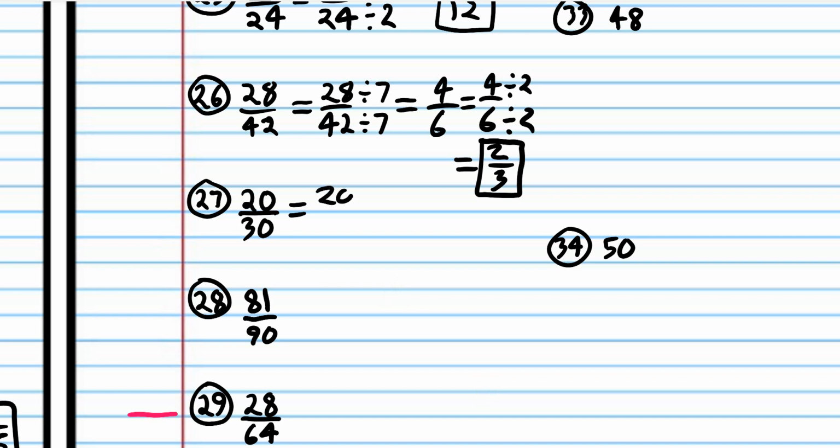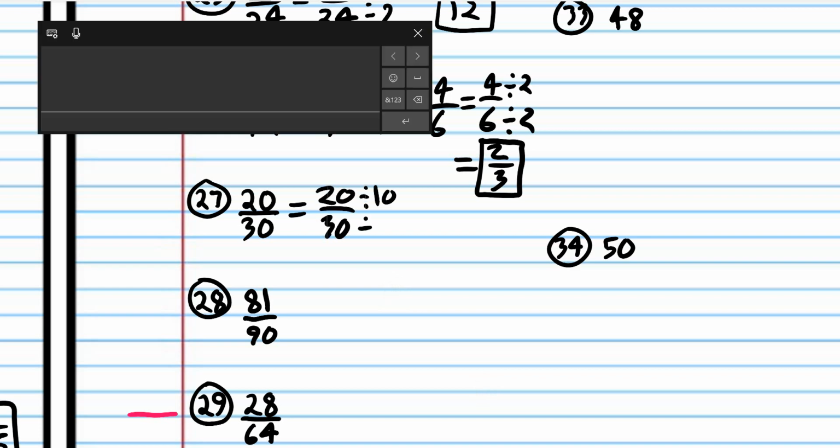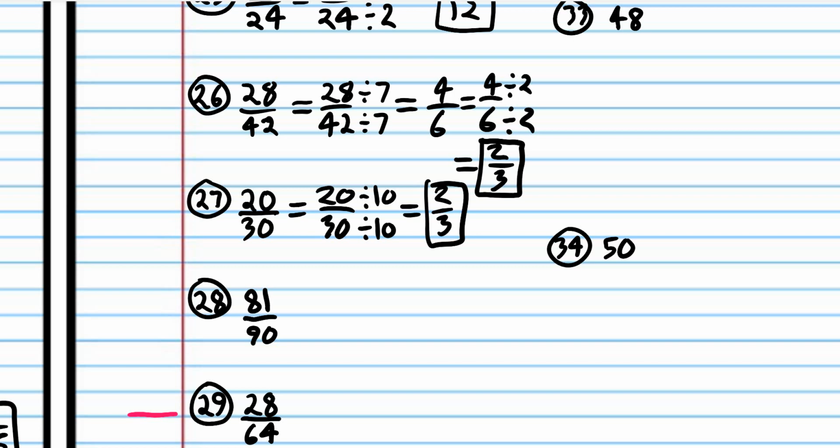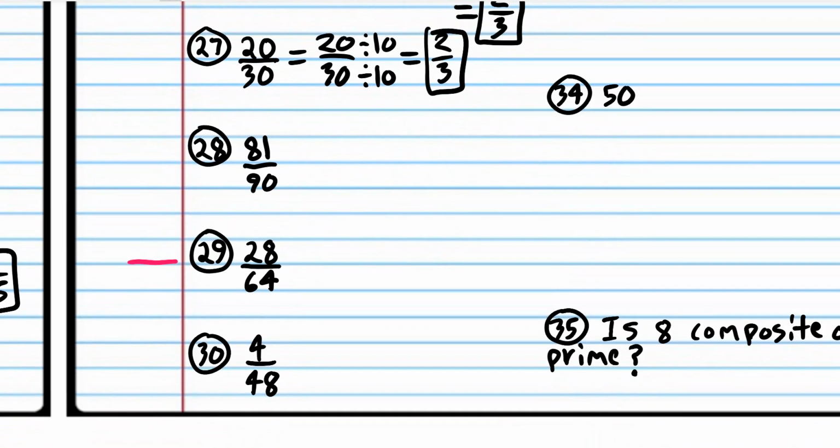All right, we're back. 20 over 30. We can divide both sides by 10. That's the fastest way to do it. There are other ways to do it, but that's the fastest way, and you get 2/3. Turned out we got the same answer as we got in 26. All right, go ahead and try 28.